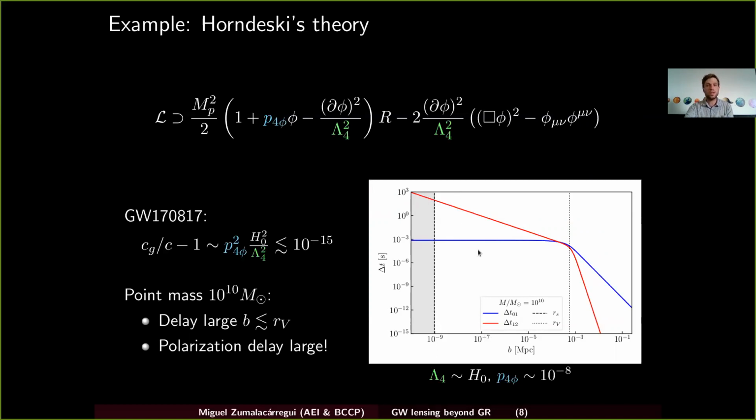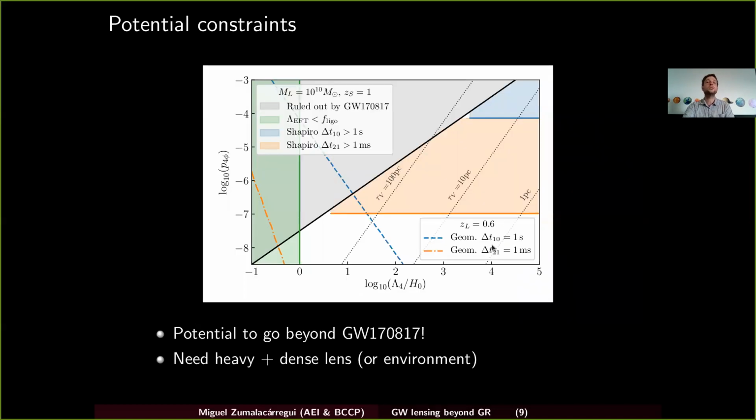So this is in principle a theory where we can go beyond the constraints already in place from the neutron-star merger, GW170817. And in this diagram, I'm showing the two parameters of the theory. The gray line is what would be ruled out already by the neutron-star merger. And the orange line is what could be ruled out by the time delay between the different polarizations, which goes much farther in parameter space.